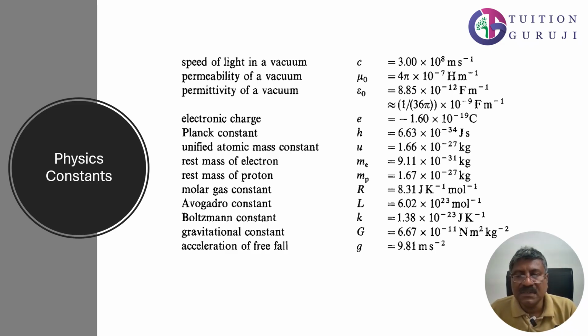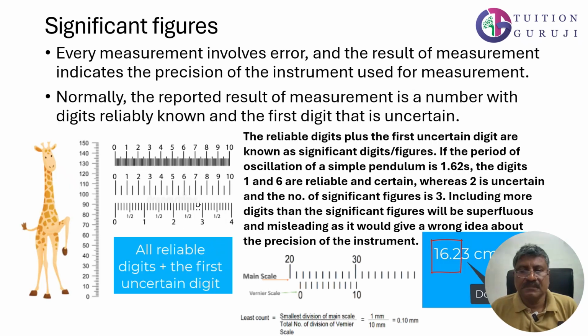Molar gas constant is 8.31 joule per Kelvin per mole. Avogadro number is 6.02 into 10 raised to 23 per mole. Boltzmann constant is equal to 1.38 into 10 raised to minus 23 joule per Kelvin. Gravitational constant G is equal to 6.67 into 10 raised to minus 11 Newton meter square per kilogram square. Acceleration of free fall g is equal to 9.81 meter per second square.